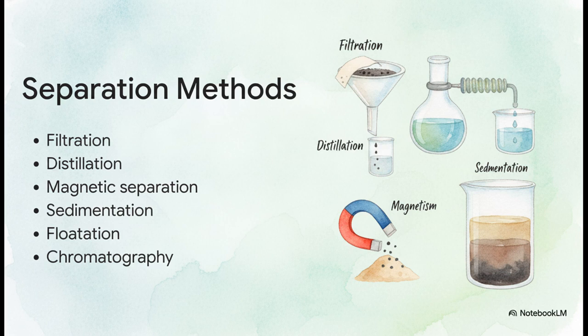We can use filtration for insoluble solids in liquids, kind of like making drip coffee. Distillation separates liquids that have different boiling points. Separation using magnets is super easy. Just pull that magnetic iron right out of our sulfur mixture. Sedimentation is just letting heavy stuff sink naturally to the bottom of a liquid over time. Flotation separates things based on what sinks and what floats. And chromatography is this really elegant way to separate tiny amounts of mixtures, like pulling apart the hidden colors inside a single drop of black ink.